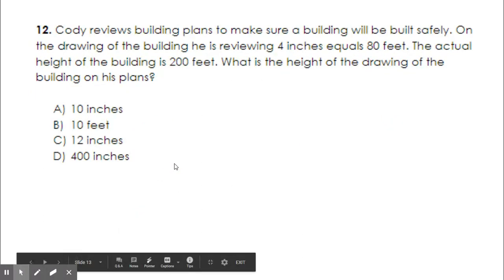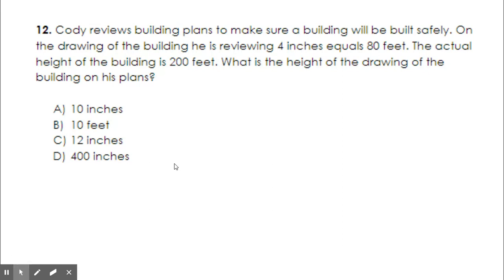All right, number 12. Cody reviews building plans to make sure a building will be built safely. On the drawing of the building he is reviewing, 4 inches equals 80 feet. The actual height of the building is 200 feet. What is the height of the drawing of the building plans?